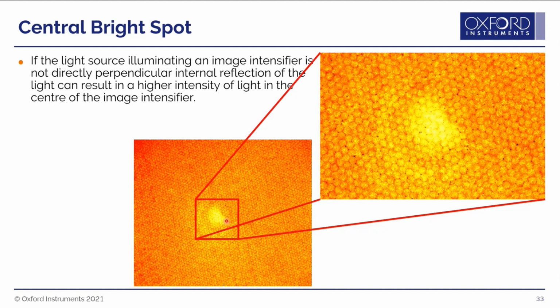So the best way to mitigate this is typically to change the incidence angles of the light that's coming into your intensifier, because at higher incidence angles, this kind of effect can be more pronounced. So it's just something worth bearing in mind. If you see that, you can look to understand where it's coming from and how to maybe try to address it.